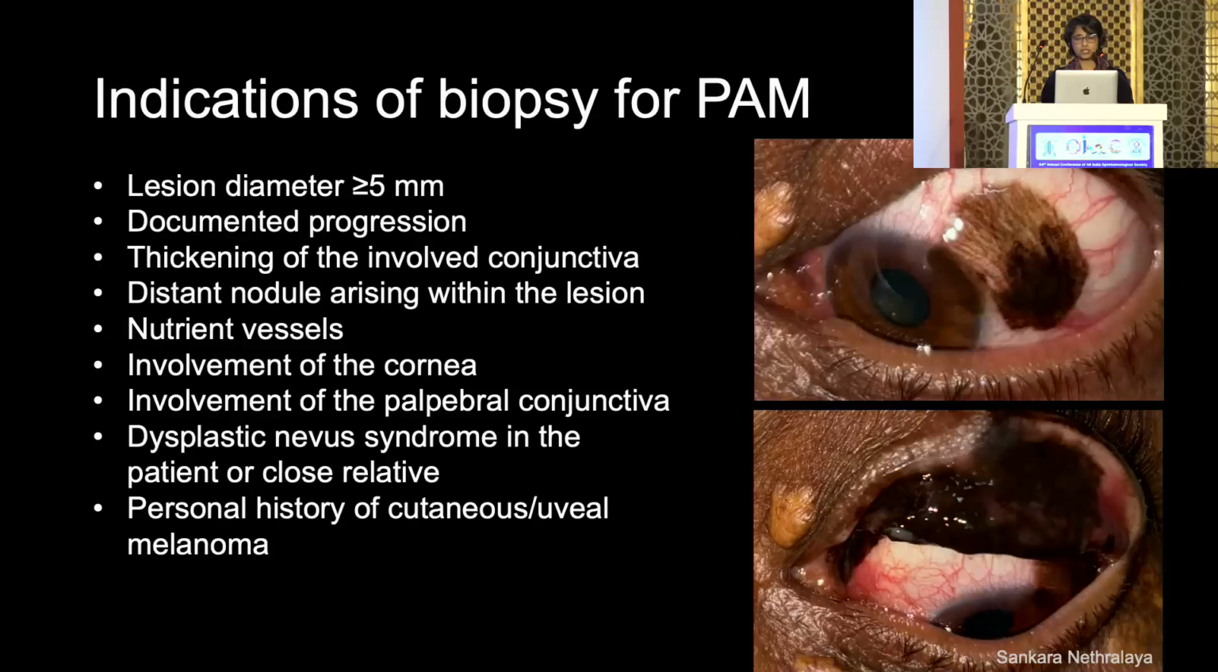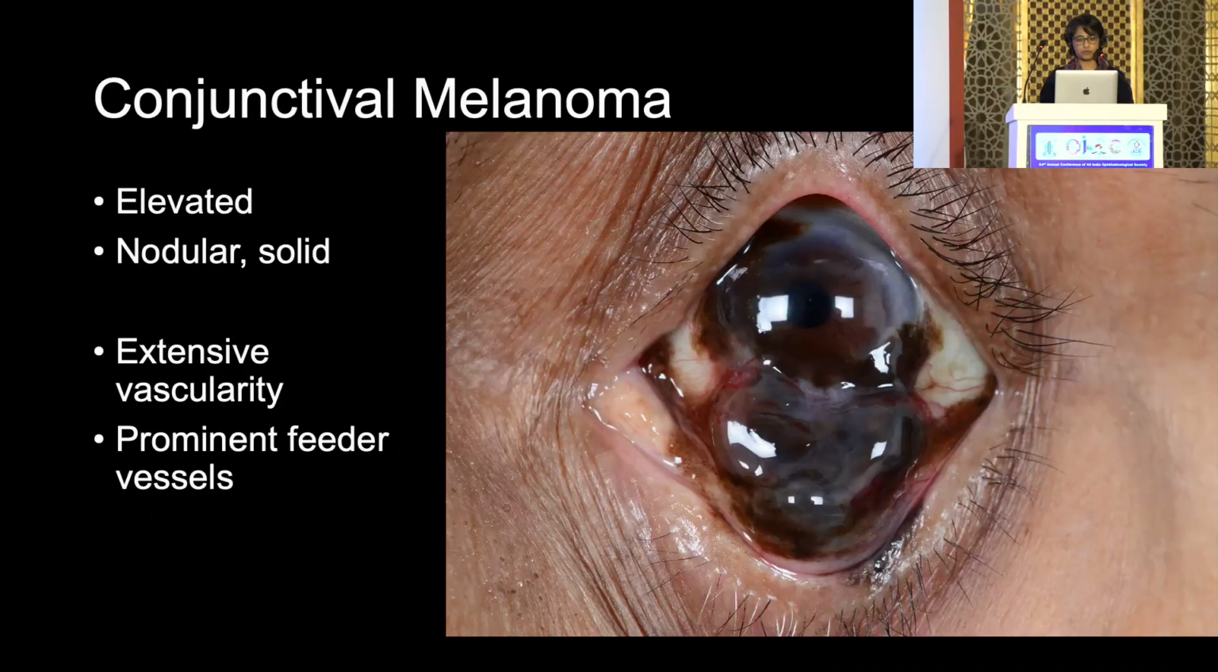Also, this was another case seen in the images, that this was just a pigmented lesion that the patient noticed over a period of 1 year, but on eversion you can see a thickened lesion involving the entire lid, the palpebral conjunctiva as well as the superior fornix. Conjunctival melanoma itself will be a nodular solid lesion with vascularity and feeder vessels.